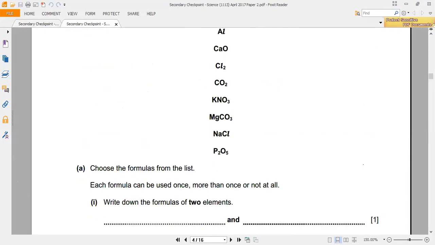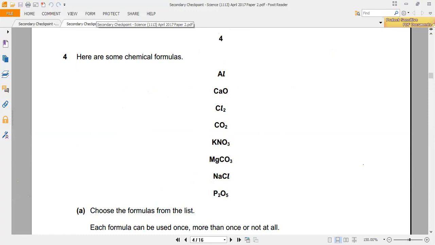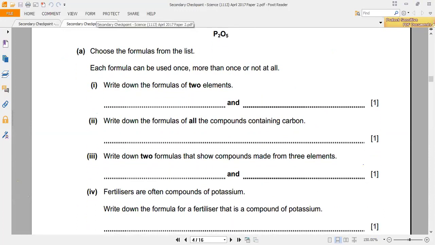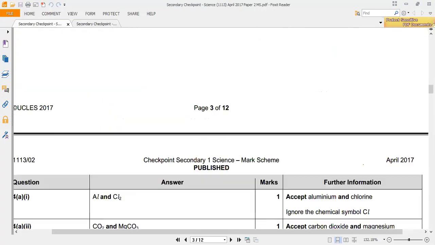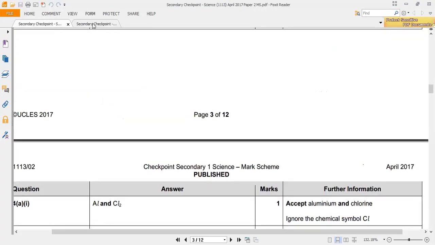Back to questions. We have question number 4. Here are some chemical formulas: Al, CaO, Cl2, CO2, KNO3, MgCO3, and NaCl, B2O5. Choose the formulas from the list. Each formula can be used once, more than once, or not at all. I. Write down the formulas of 2 elements. Of course, elements here are only aluminum and Cl2. Let's check together. Yeah, aluminum and Cl2. They are elements.